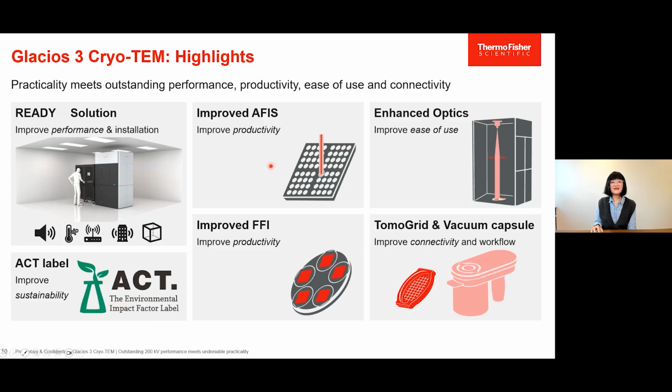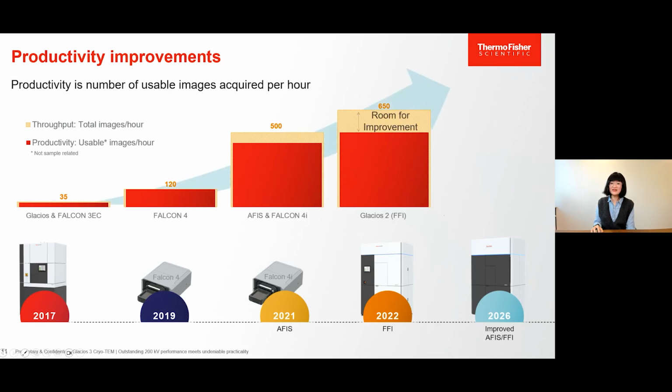And one of the main other improvements we had on Glacial 3 is productivity. Over the years, we have improved the throughputs with the new hardware introduction, Falcon 4 and Falcon 4i, as well as optical modes, AFIS and FFI. Throughput is defined as the total images per hour. But only a percentage of these images are usable. Here I call it the productivity, the red bar shown here. Of course, when we improve the throughput, productivity also increases.